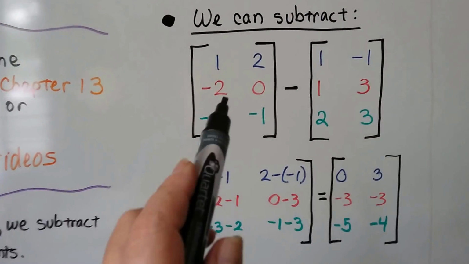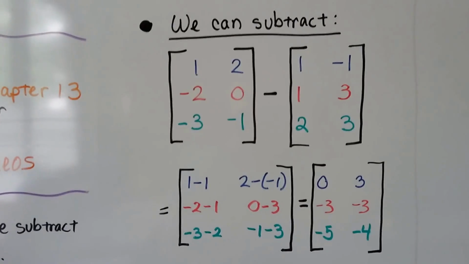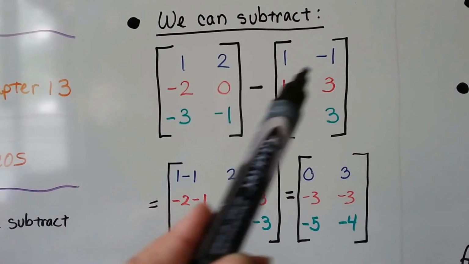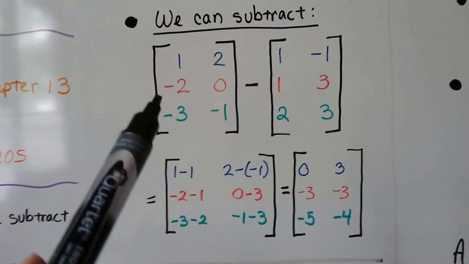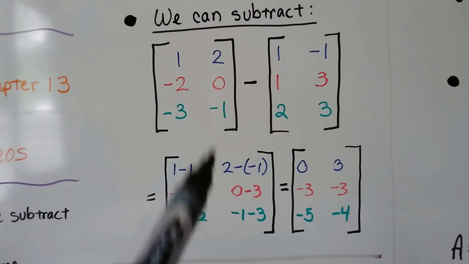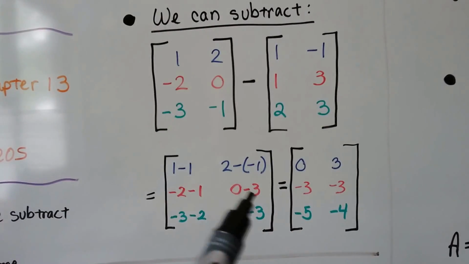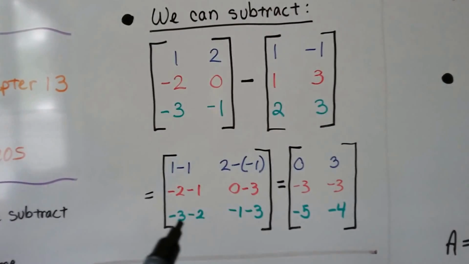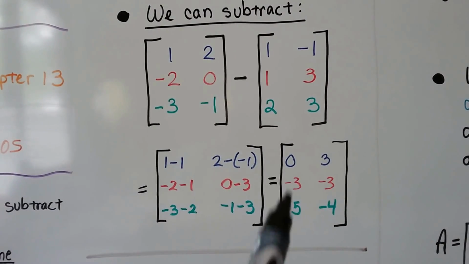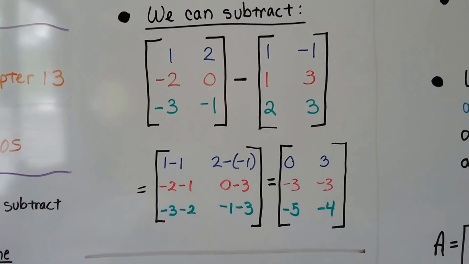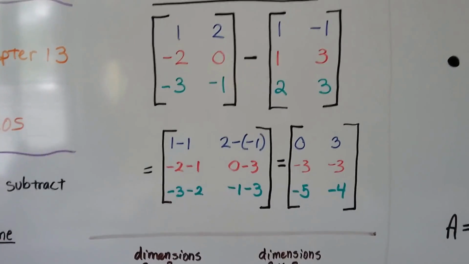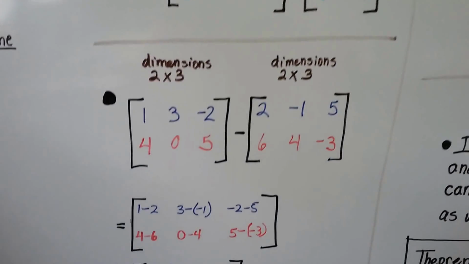So we have a matrix here and a matrix here, and we can subtract them. We do 1 minus 1 and 2 minus a negative 1, the negative 2 minus a 1, the 0 minus the 3, and the negative 3 minus the 2, and the negative 1 minus the 3. Very straightforward, pretty easy. We just subtract the corresponding elements. We have to make sure the dimensions are the same.